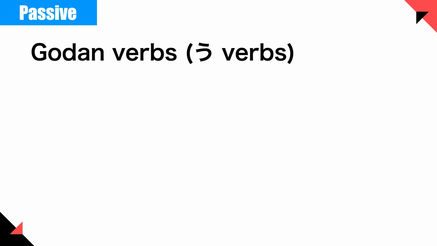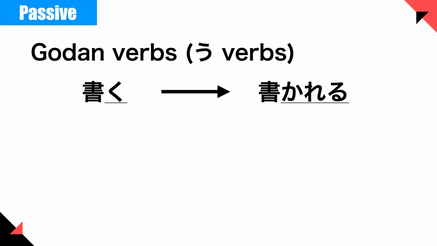Alright, 五段 verbs or う verbs, they are a little more difficult. 書く becomes 書かれる。書く, right? 書 part is ku. That becomes 書かれる、書か。Instead of ku, that becomes ka, か, and then you add れる.